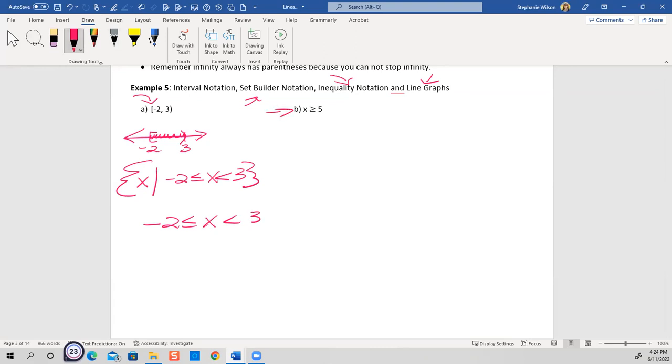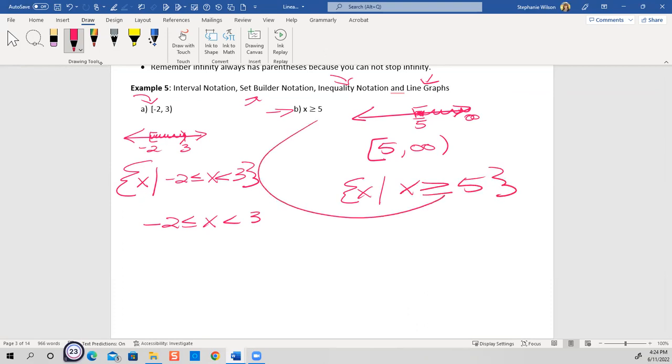This next one, though, is written in inequality notation, but not interval, not set builder, and not line. So let's draw the line. We've got 5. It says X is greater than or equal to 5. So we know we're going off to positive infinity. It's including 5, because of the equal to, so we know we've got a bracket on it. So my interval notation would be bracket 5, positive infinity, parenthesis. And my set builder would be a set that builds on X, where X is greater than or equal to 5. Well, see, our inequality notation comes from the set builder.